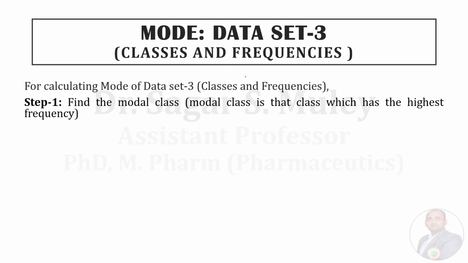So for calculating mode for dataset 3, that is class and frequency, the first step is we have to find the modal class. It is very simple. How to find the modal class? The modal class is that class which has the highest frequency. The class whose frequency is the highest will be our modal class.